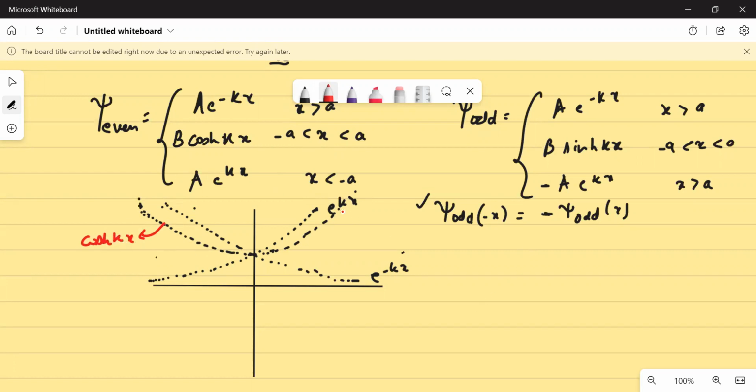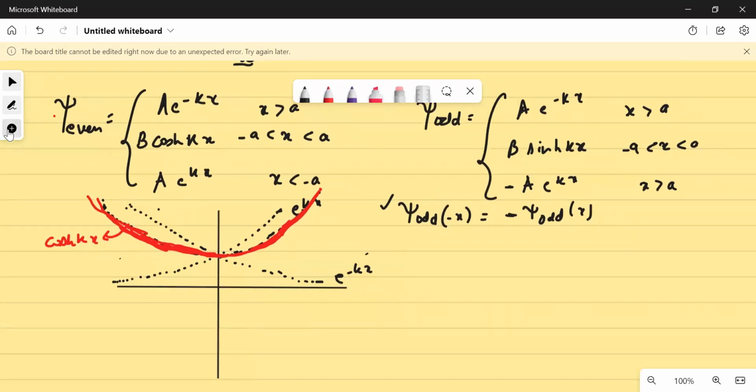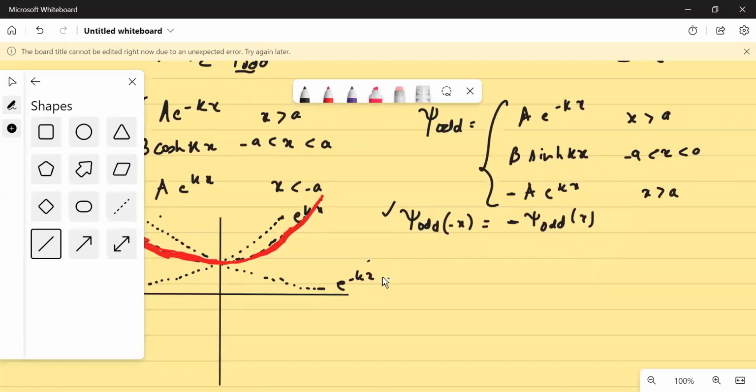So cosh x looks like this way. I've made this graph. Again, I'll make it all over. So this is how your cosh x looks like. Now, if I'm supposed to make the plot of this, for example, if someone asks you how does this particular wave function look like, so how can you graphically represent this wave function? This would be one of the most appropriate answers to it.